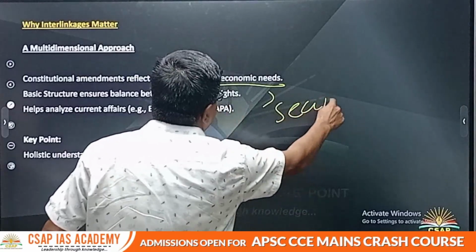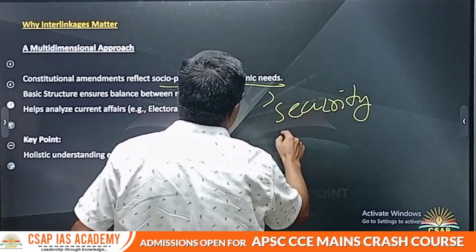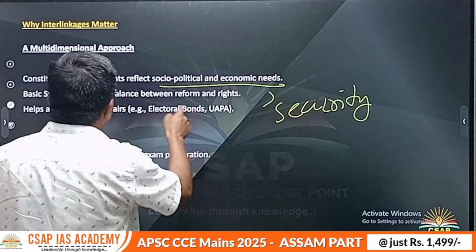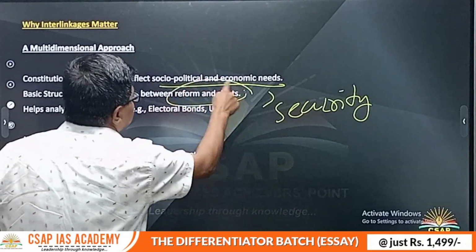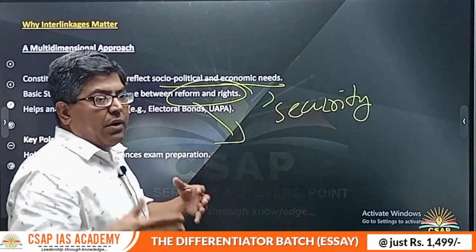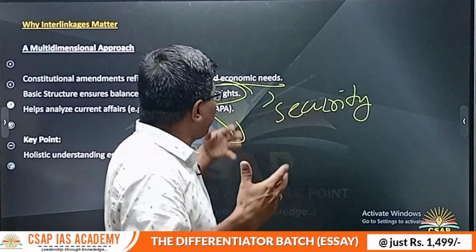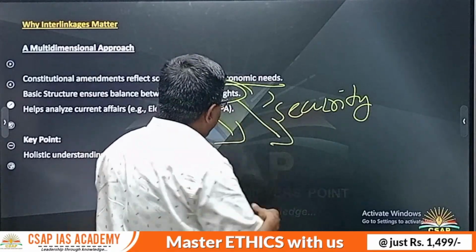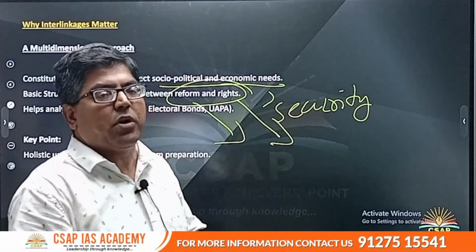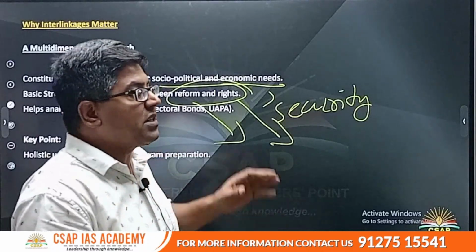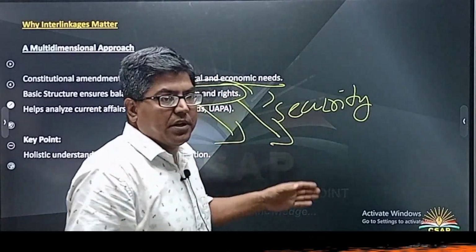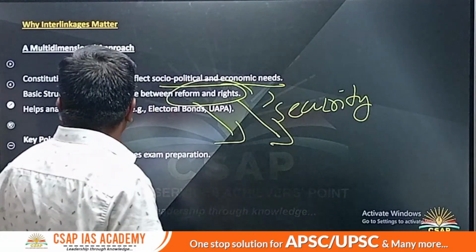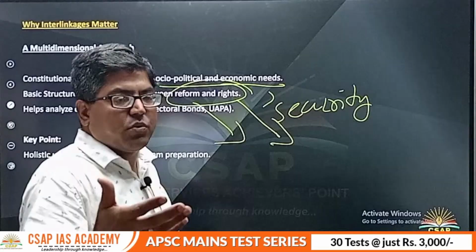For example, you can add security concerns, security needs, and so on and so forth. And the basic structure basically balances reform versus rights. As we saw, economic reforms needed to be pursued, but while pursuing them, it was equally important to ensure that we did not compromise our rights, because fundamental rights are again one of the important basic structures of the Indian Constitution, and that was the question, right?